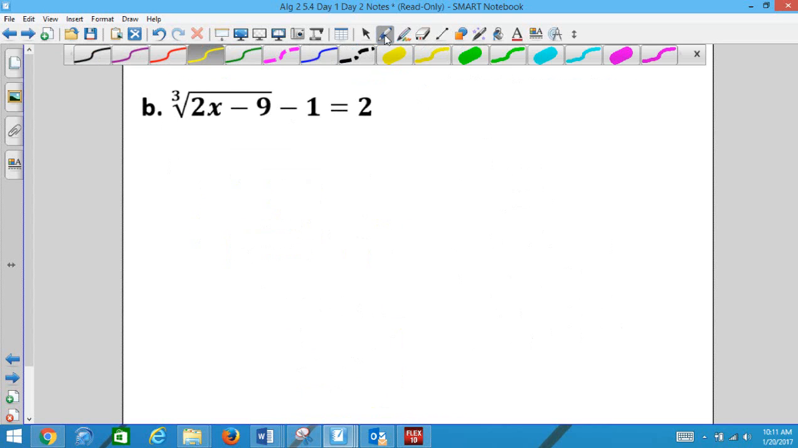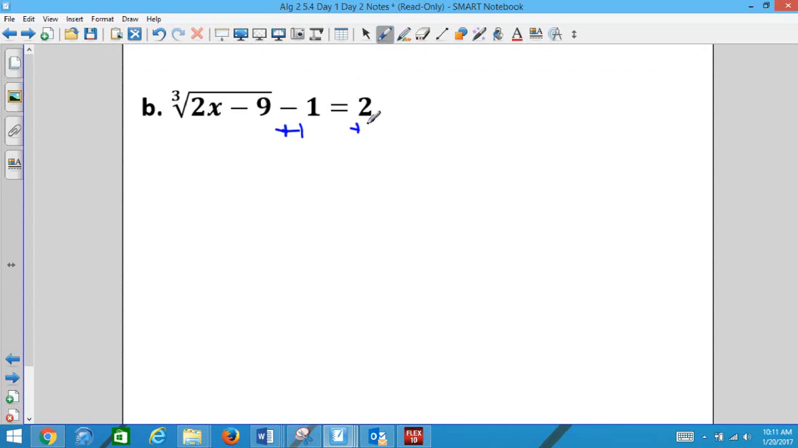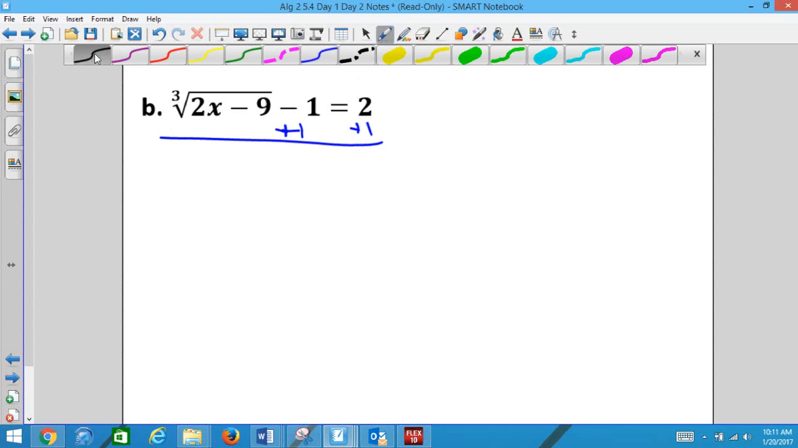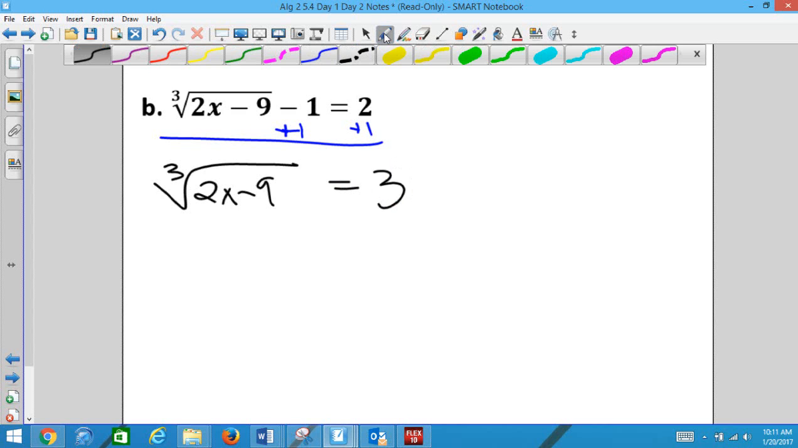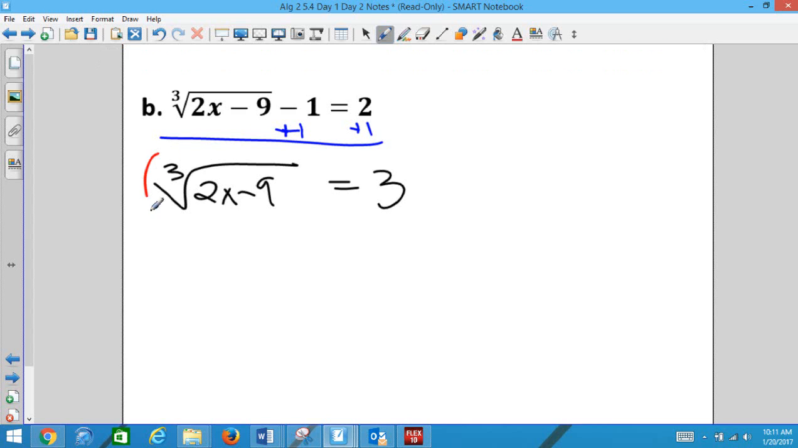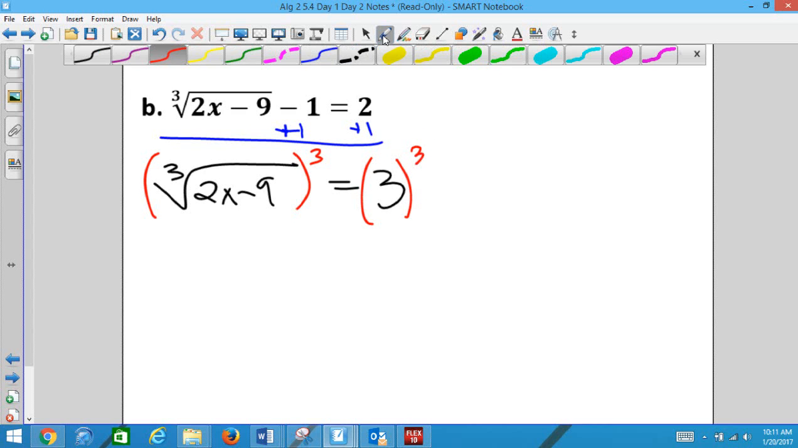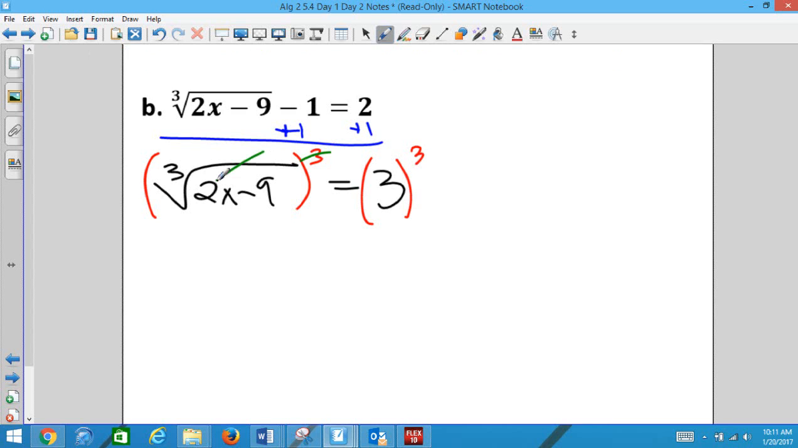Next question. What are we going to do to both sides? Add 1. The cube root, 2x minus 9 equals 3. Then you have to think what the inverse operation of cube root is. What's the inverse operation of cube root? Take it to the third power, cube it. When you do a cube root to the third power, those cancel each other out.